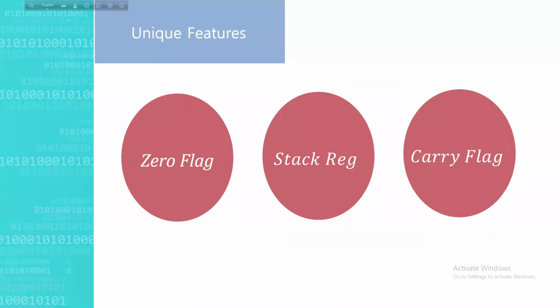Some of the unique features of my design were the zero flag, stack register, and carry flag. If any of the output is zero, my zero flag will become 1. I will use the stack register for push and pop and for some other instructions. My stack register works in a last-in, first-out manner. I have used the carry flag for addition and subtraction operations. If there is any bit overflow, my carry flag will show the value 1.